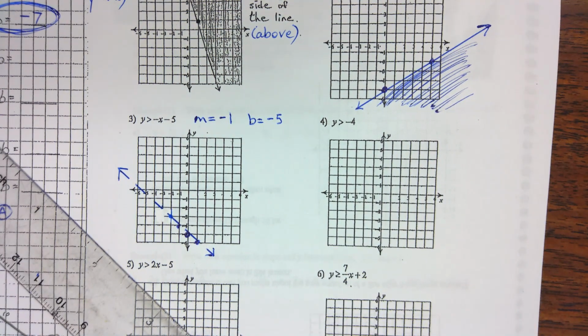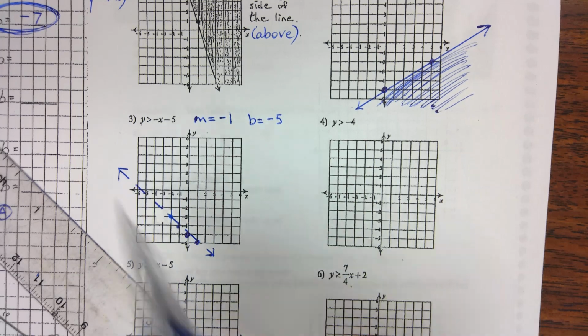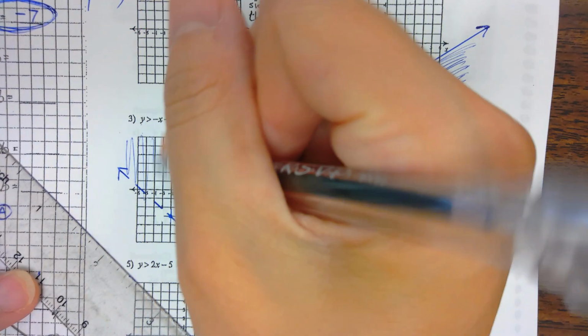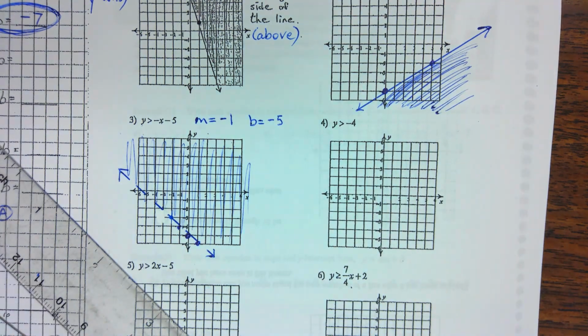Okay, should I shade in the top part or bottom part? Who says top? Who says bottom? If you read this, y is greater, so it's top. Alright, if it's greater, it's the top.